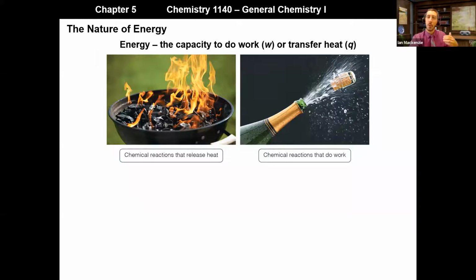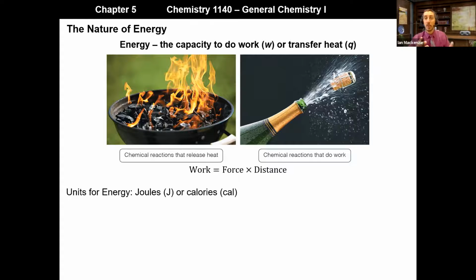And I think we all have a sense for what heat is. But what exactly is work? What's a good definition of work? Well, work is simply defined as force times distance. Essentially, in order for work to be done, there must be movement of some kind.